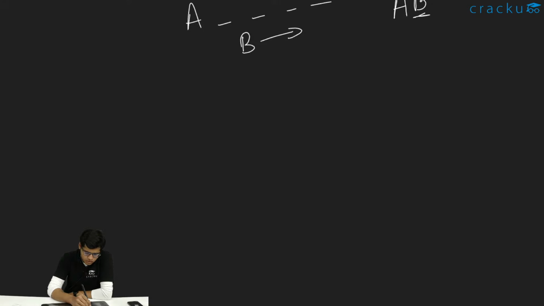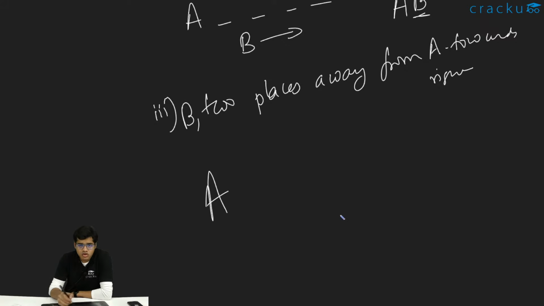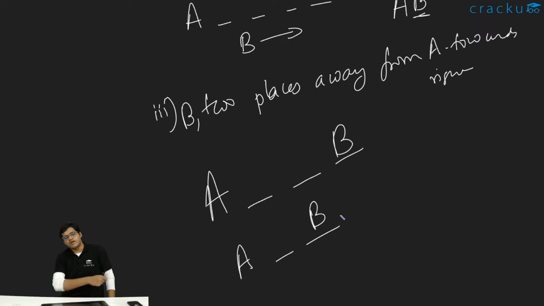Third thing is, another thing you might hear in this kind of set is "two places away from A towards right." Say if I'm telling B is sitting two places towards the right of A, it means I am giving two cases. The statement is B is sitting two places towards the right of A.